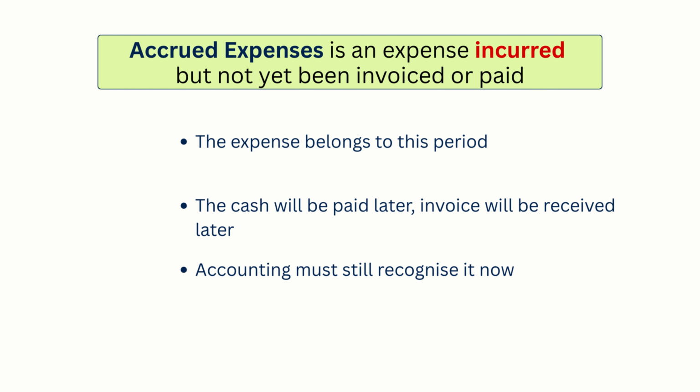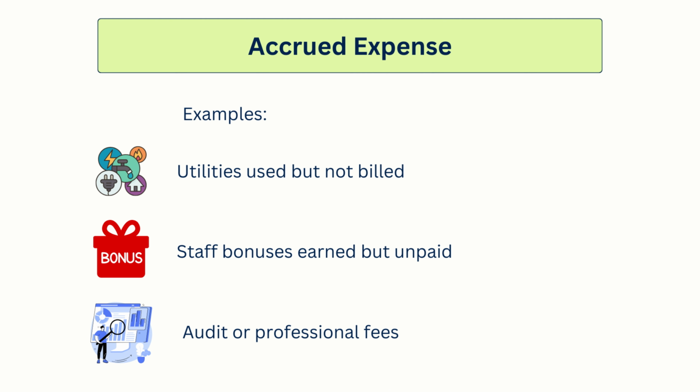Accruals arise when a business has used a service but has not yet received the invoice or made the payment. Typical examples of accrued expenses include utilities used but not yet billed, staff bonuses earned but unpaid, and audit or professional fees. In all these cases, the business has already benefited from the service.